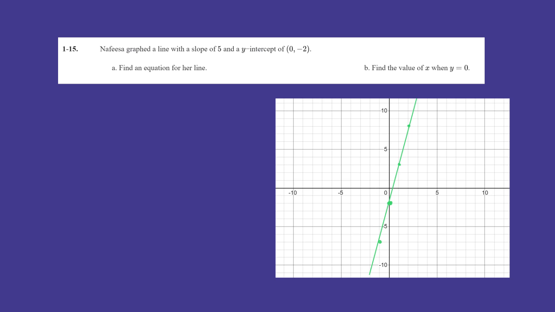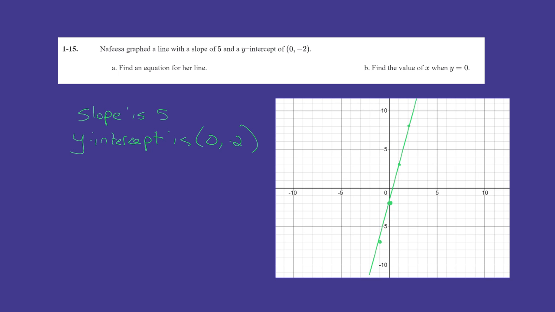So on this one, they've actually given you everything to solve for the line. They've told you that the slope is 5. They told you that the y-intercept is (0, -2). You have everything you need there to put together a linear equation, okay?